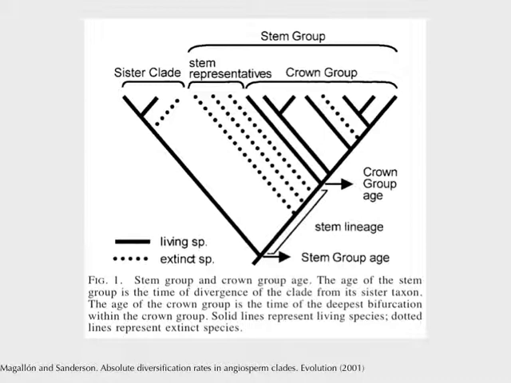Okay, some important jargon to learn while figuring out where to put these calibrations on trees. Here's what we care about. We call this the crown group, and the crown age is how old its most recent common ancestor is. This part hanging off the tree, we call the stem group. For example, modern birds are a clade, and Archaeopteryx is probably sister to that clade. Archaeopteryx is not in modern birds; it's somewhere here. The crown group of modern birds is this. The crown age is this, but the stem age is where the birds attach to the rest of the dinosaurs.